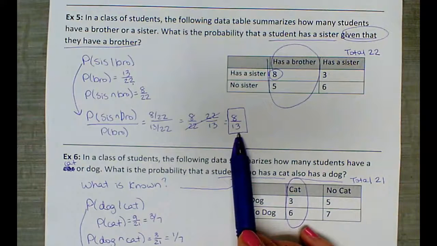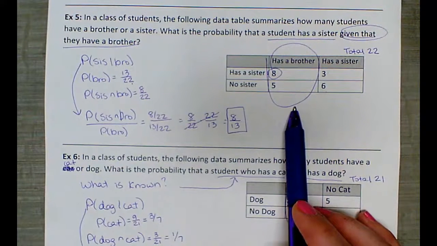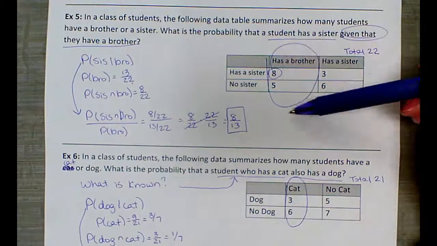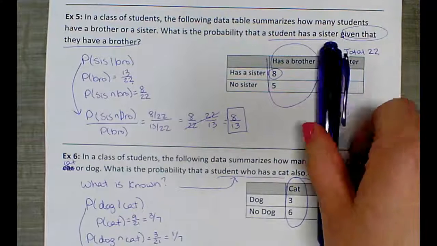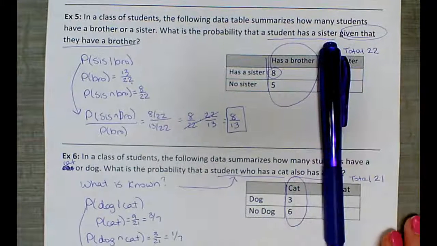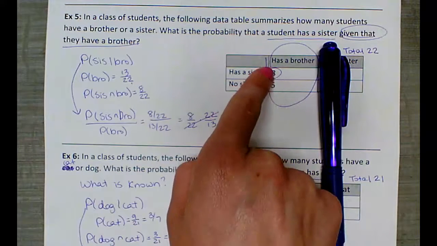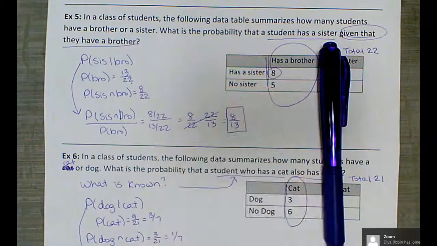If I ignore the formula and I just look at the table, the probability that a student has a sister given that they have a brother would be in this column, so has brother column. And if they have a brother, the ones who also have a sister is 8 out of the other ones that have a brother, which is 13. So 8 out of 13 would be that conditional probability from the table.